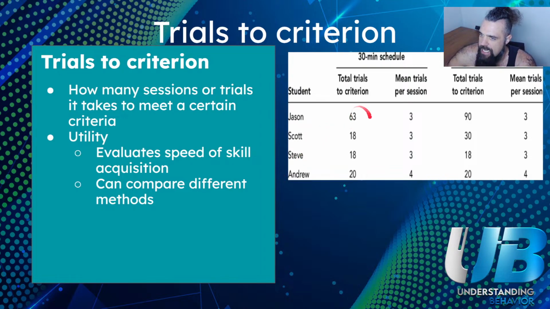So we would say Jason had the slowest skill acquisition because he had the longest trials to criterion, they had the most trials to meet the criterion. Perfect. They also included this data point here, mean trials per session, so how many times did they actually practice the skill per session. Kind of a useful, cool data point to add in there. And it shows that Andrew did more trials per day, and it didn't really seem that that affected the trials to criterion at all, but it was hard to say.